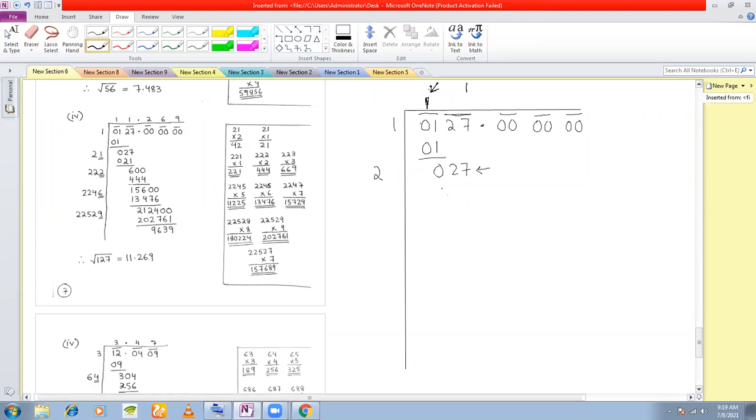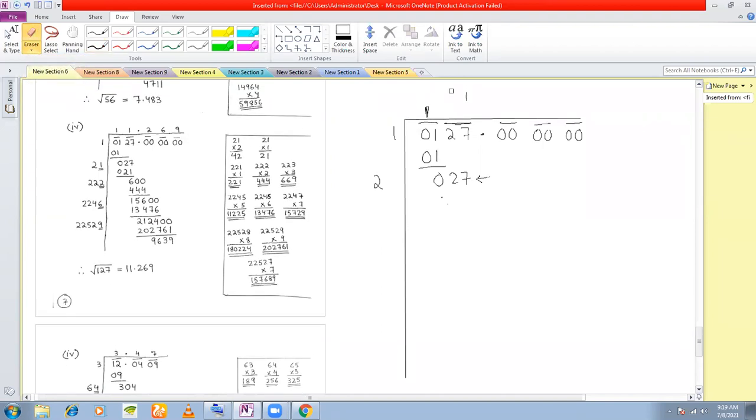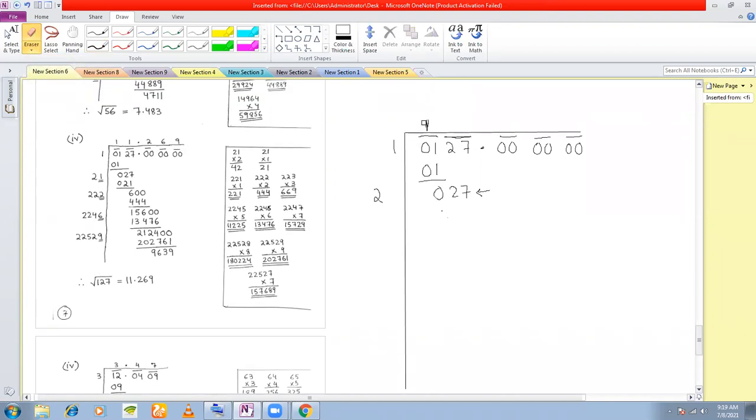What is the double of 1? Sir, 1 into 1 is equal to 1. No, I am saying double. What is the double of 1? 2. That's how we get it.